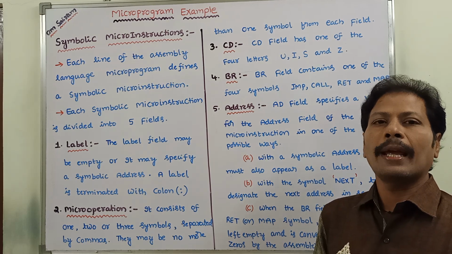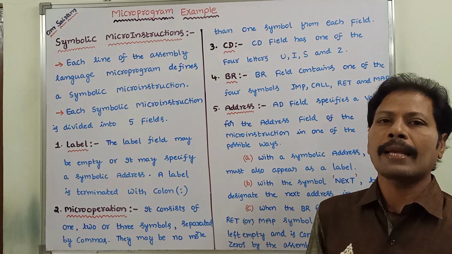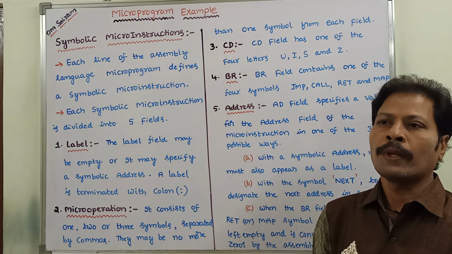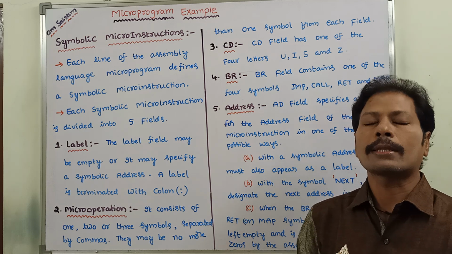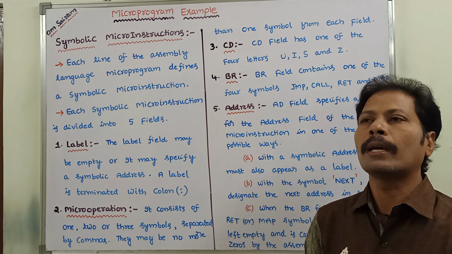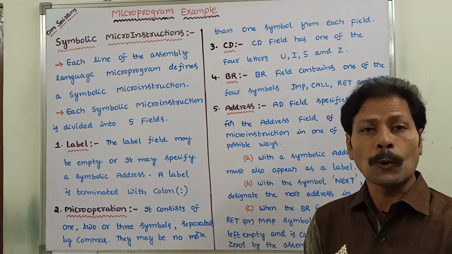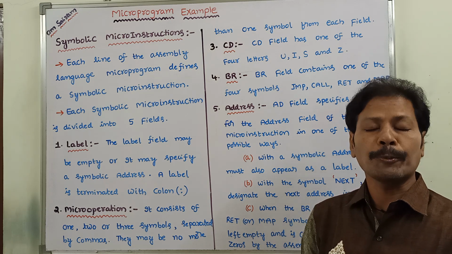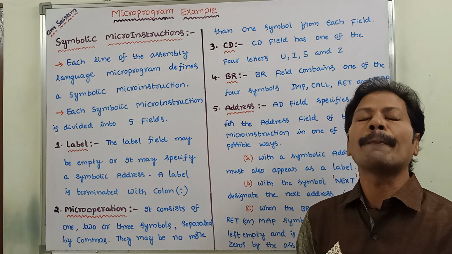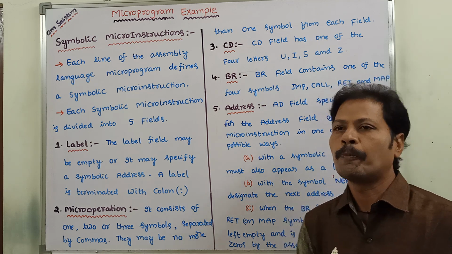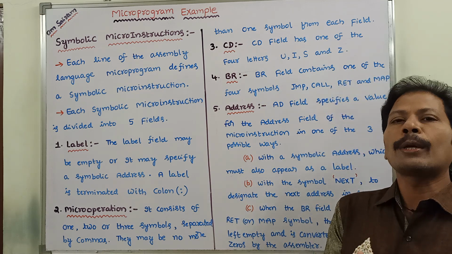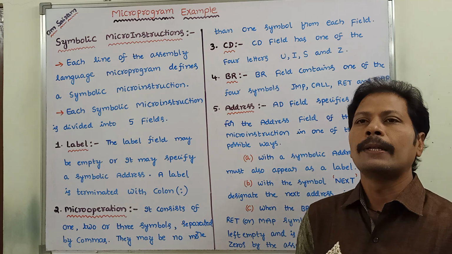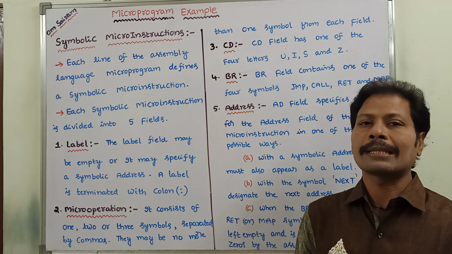Next concept in microprogram example is symbolic microinstructions. We already know the assembly language microprogram in microprocessor course. Each line of the assembly language microprogram defines a symbolic microinstruction. A symbolic microinstruction can be divided into 5 fields. The first field can be called as label.